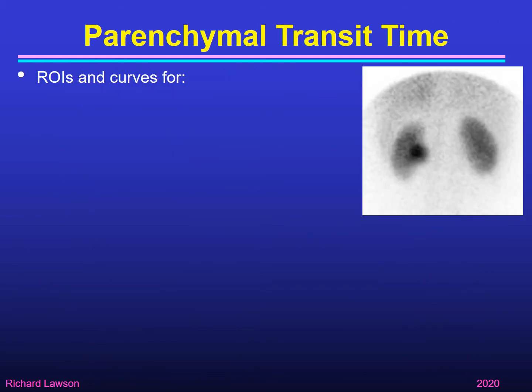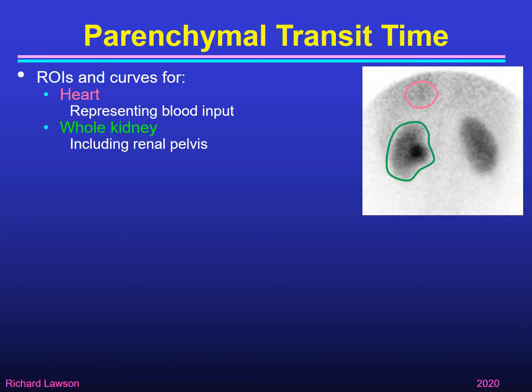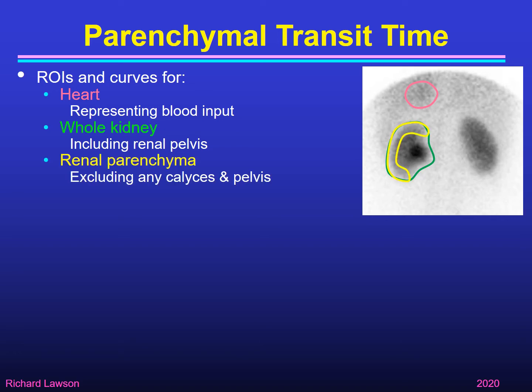So to calculate parenchymal transit time, we need regions of interest and curves for the heart representing blood input, for the whole kidney, which has to include everything including the renal pelvis, and then just the renal parenchyma, which excludes any dilated calyces and the pelvis. So we have a region of interest just round the rim of the outer part of the kidney, because we're trying to measure the transit time through the parenchyma only, so we need to exclude all of the collecting system and the pelvis.